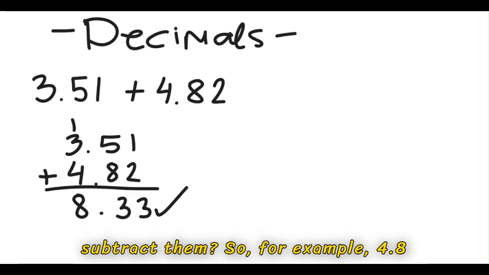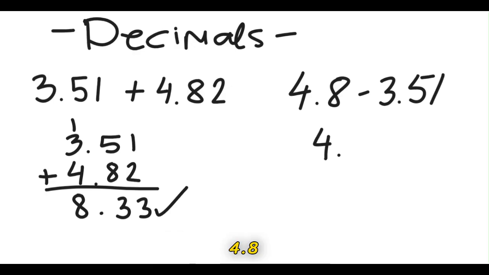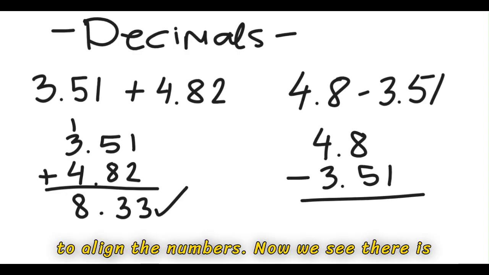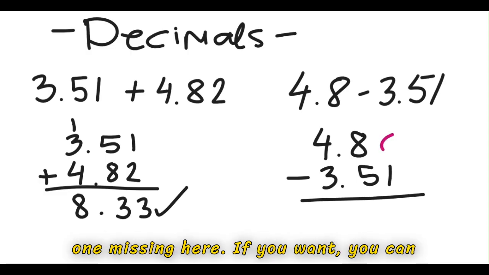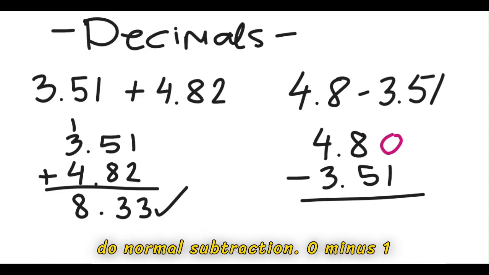But what if we have to subtract them? So for example, 4.8 minus 3.51. Then in that case, we would say 4.8 minus 3.51. We still have to align the numbers. Now we see there is one missing here. If you want, you can write a 0 to make it easier. And then we do normal subtraction.